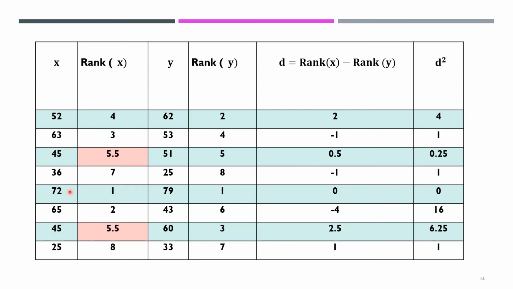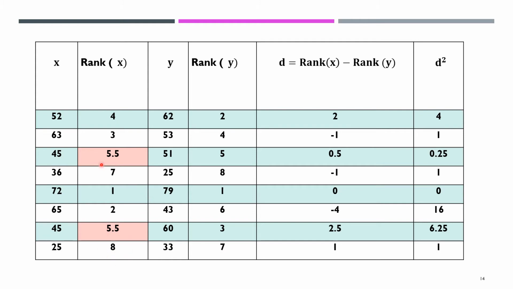After 45, the next number is 36. That is given rank 7, because 5 and 6 are already gone. After that, the next number is 25. That is given rank 8. As we have 8 data points given here, the rank also has to end with 8.